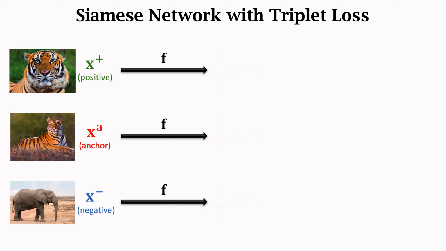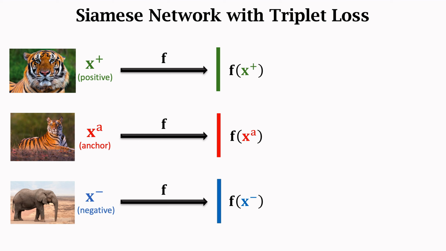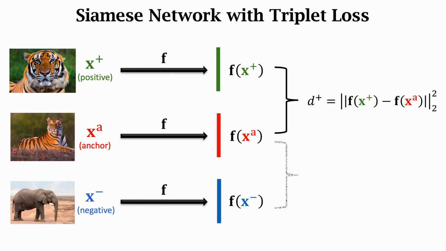Then use a convolutional neural network to extract features from the inputs. We obtain 3 feature vectors. Let d positive be the squared distance between the positive sample and the anchor in the feature space. Let d negative be the squared distance between the negative sample and the anchor. The objective of training is to make d positive as small as possible. That is to make the two tigers close in the feature space.